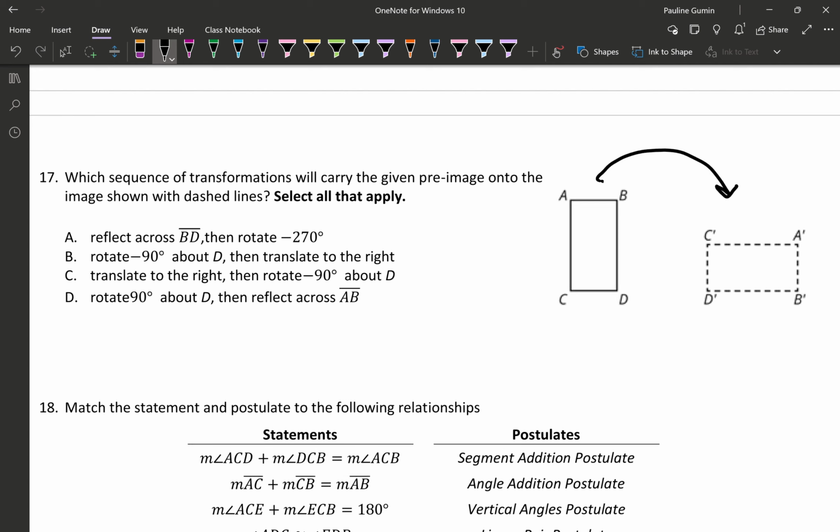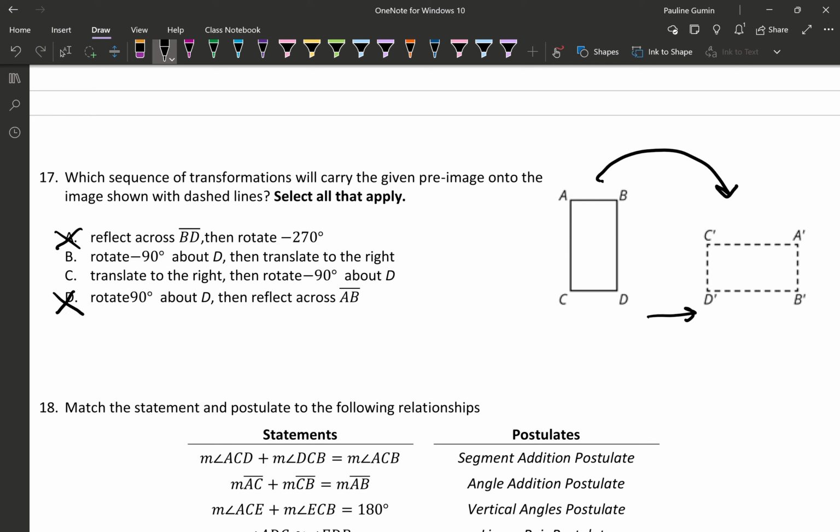Before even looking at the options, it looks like I'm rotating clockwise, and moving to the right. It doesn't look like I'm reflecting because this image doesn't end up being a mirror image of itself. So I'm going to say no to this reflect one.